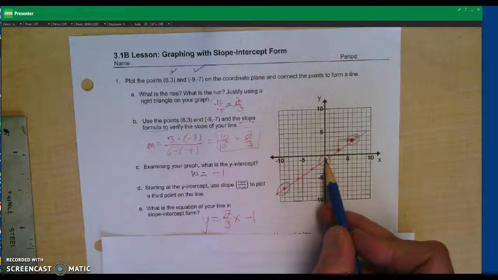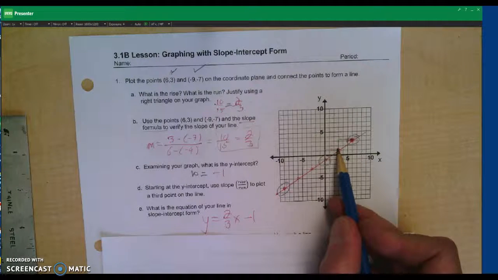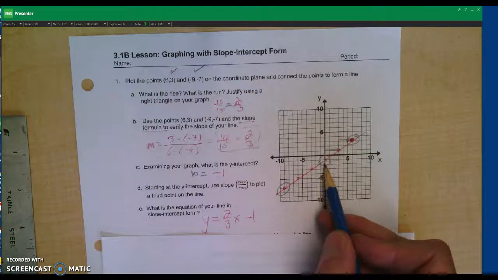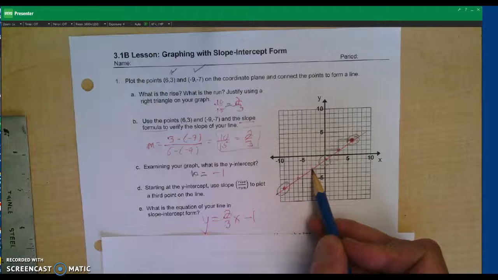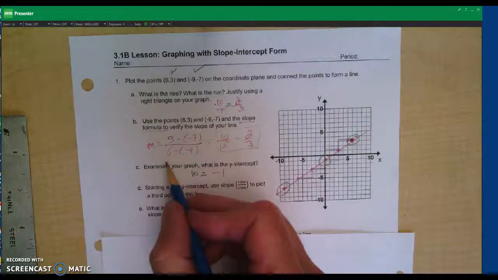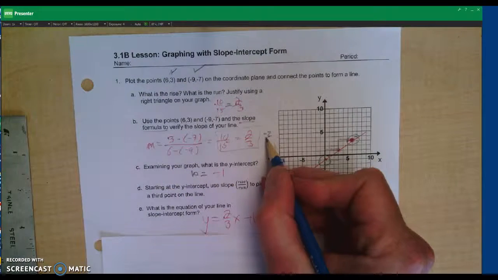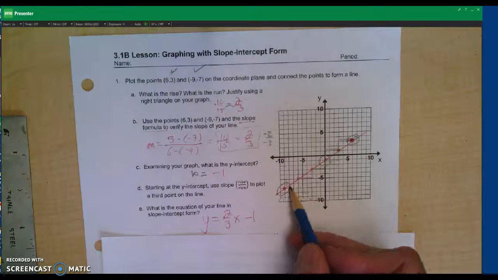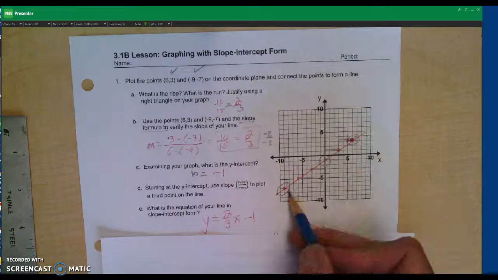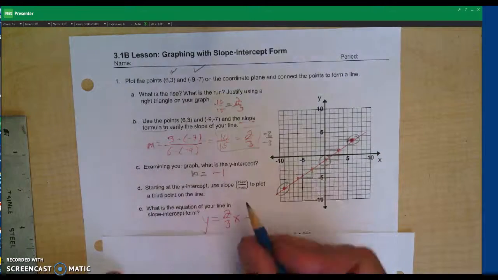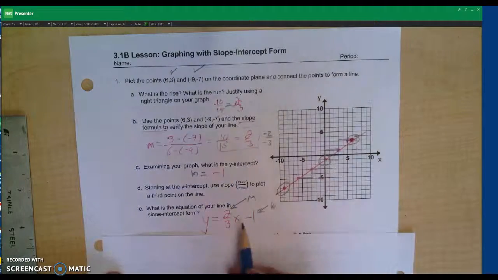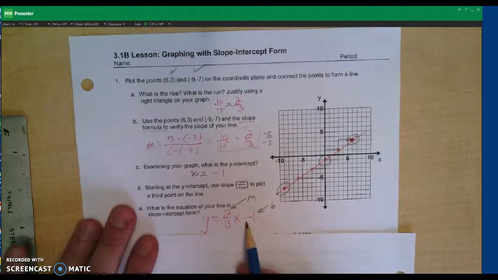And remember, instead of going up and right, couldn't we have also gone down and left and still been on the same line? And I can repeat that. Down 2 and left 3, because remember, -2 over -3 is really the same as positive 2/3. And there's our stair step, and there's our line. And what's the equation of a line? Well, there is the slope, there is the y-intercept, y equals 2/3 x minus 1.